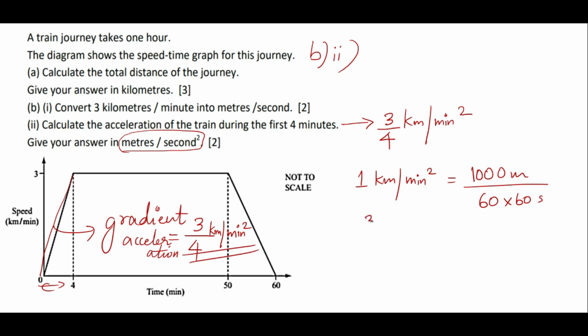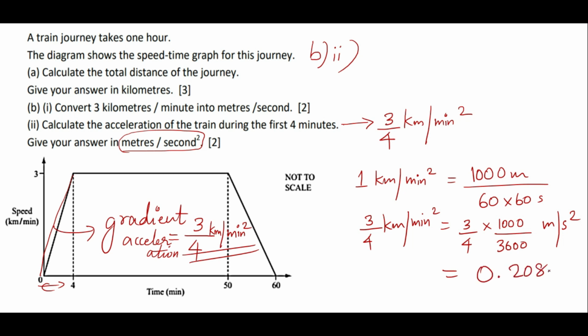So in this case 3 by 4 kilometers per minute squared is equal to 3 by 4 times 1000 over 3600, 60 times 60, meters per second squared, which is equal to 0.208 meters per second squared.